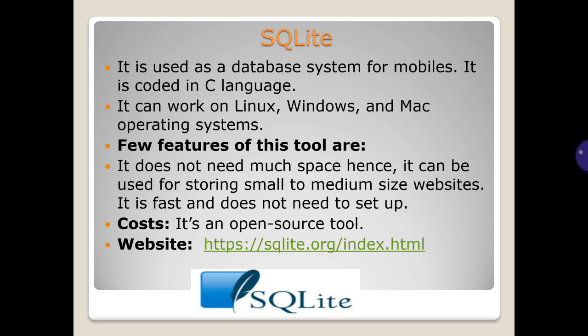SQLite. It is used as a database system for mobiles. It is coded in C language. It can work on Linux, Windows, and Mac operating systems. Few features of this tool are: it does not need much space, hence it can be used for storing small to medium-sized websites. It is fast and does not need to be set up. Cost: it's an open source tool, and this is a website.